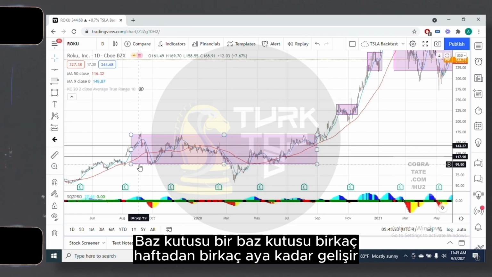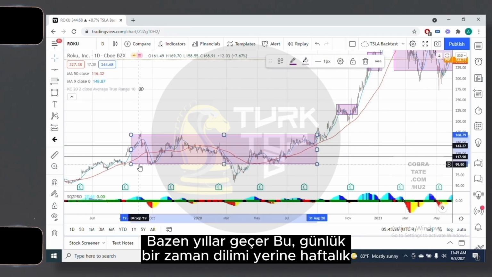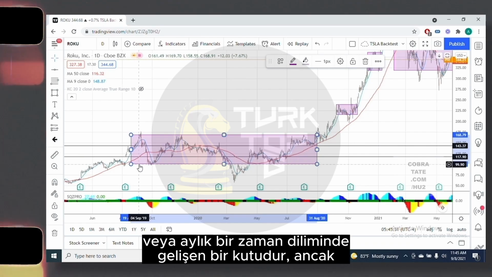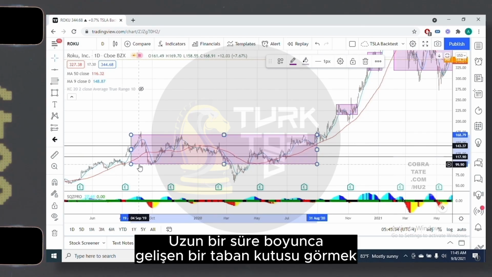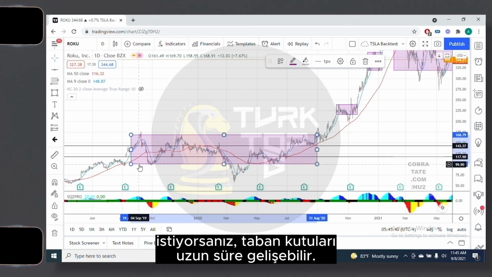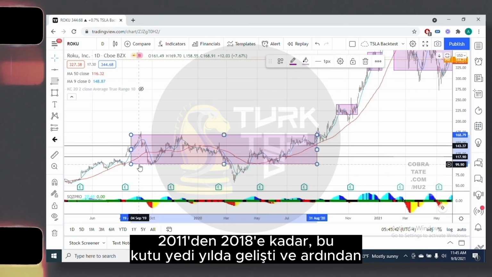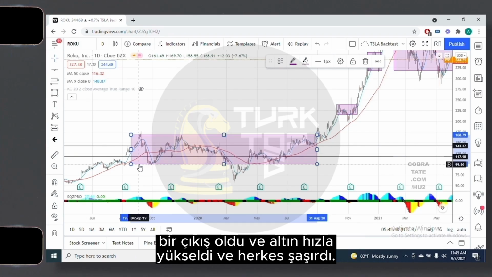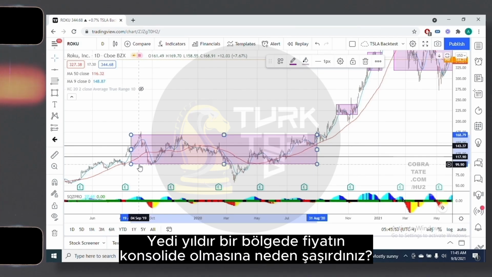A base box develops over a few weeks to a few months. Sometimes it's over years. That's a box developing on a weekly or a monthly time frame instead of a daily time frame. But base boxes can develop for a long time. If you want to see a base box that developed over a long period of time, look at gold from 2011 to 2018. That box developed over 7 years, and then the breakout happened and gold moved up fast and everyone was surprised. Why are you surprised? The price was consolidating in a region for 7 years.